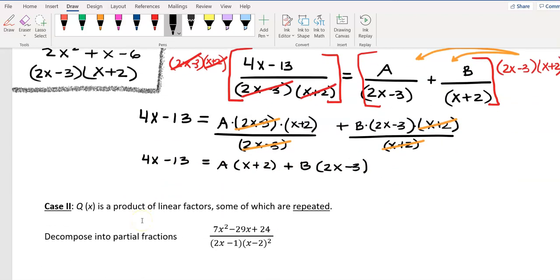Okay, so now we're going to take a moment and distribute the A and the B, and then combine some like terms. Okay, so when I distribute this, I'm going to get A times x.